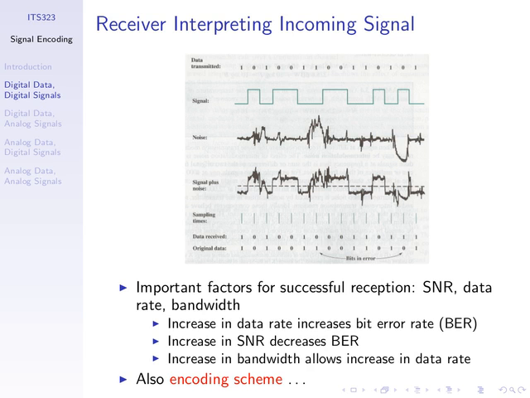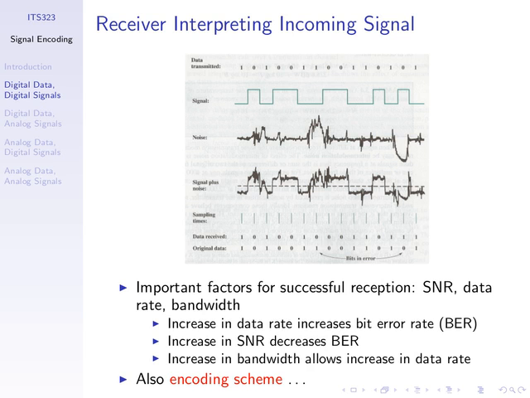So, what impacts the successful reception? Different factors: signal to noise ratio, the amount of noise compared to the signal strength, the data rate and the bandwidth. If we increase our data rate, it generally increases the rate at which errors occur, the bit error rate, BER. So increasing our data rate can lead to more errors, which is a negative.